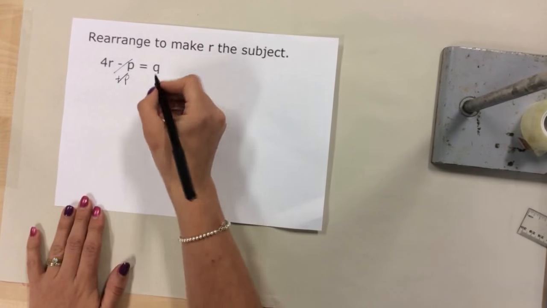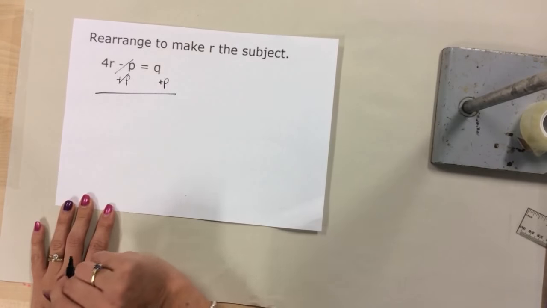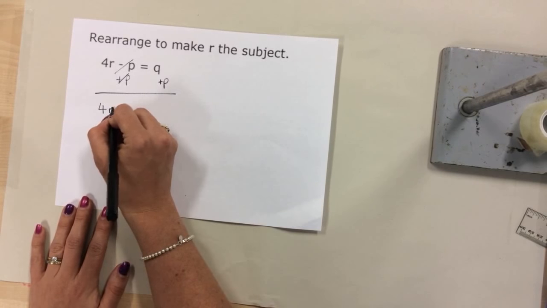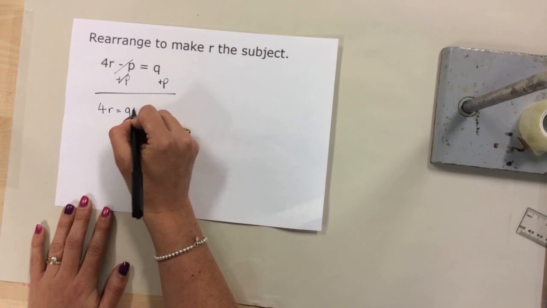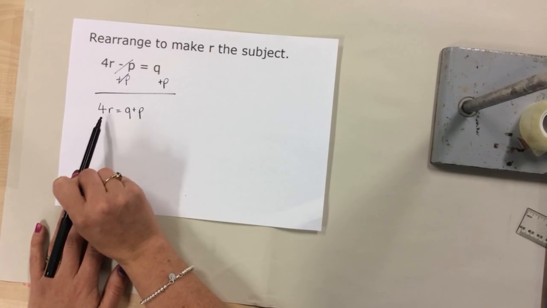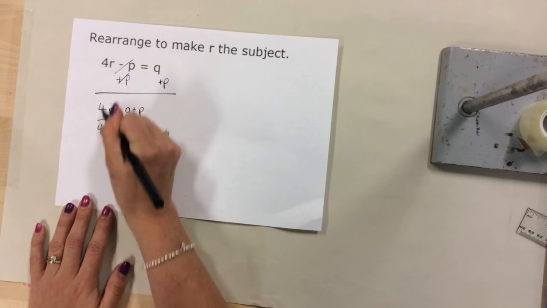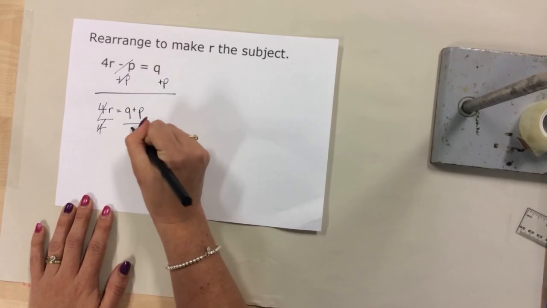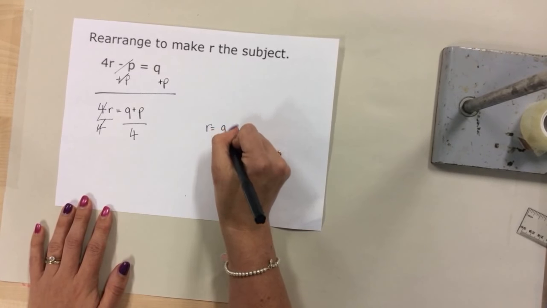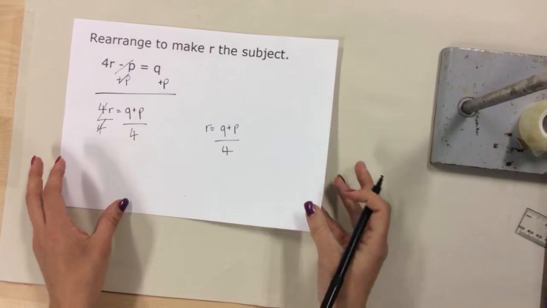But whatever I do to one side, I need to do the same to the opposite side. And then I'm going to do a line to show that that's one stage of my calculation. I'm then going to rewrite it. So 4R equals Q plus P. I don't want to know what 4R is though, I want to know what 1R is. So how do I get rid of this and take it to 0? I divide it by 4. But whatever I do to one side, I need to do the same to the opposite side. Therefore, R equals Q plus P divided by 4.